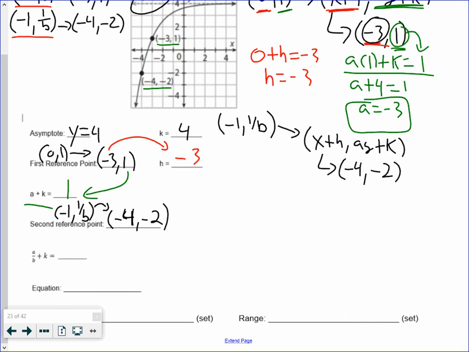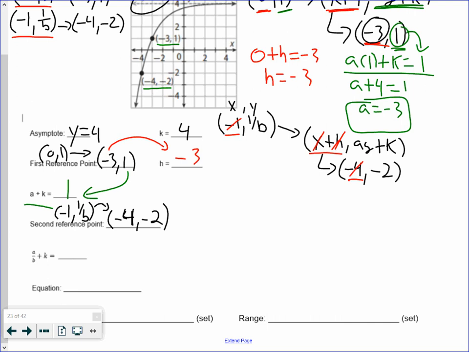So we can say that when x, because this is the point x, y, is -1, and we put that into our transformation rule, we get that x value of -4. So we can say -1 plus h will give us -4. And if you solve this out, we already know what h is. So really, I don't know why I'm doing this. That's a mistake. We don't need to bother with that. Since we already solved for our h, we don't really care too much about that first point.